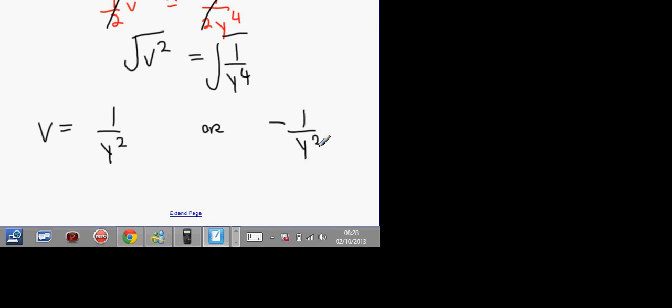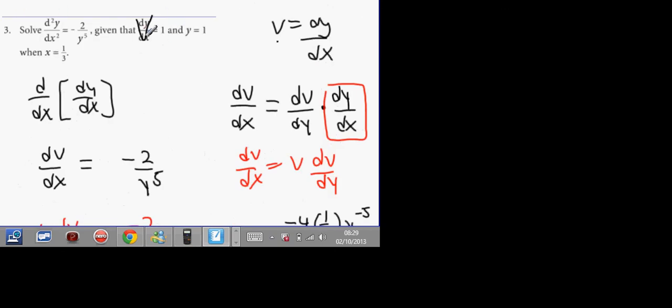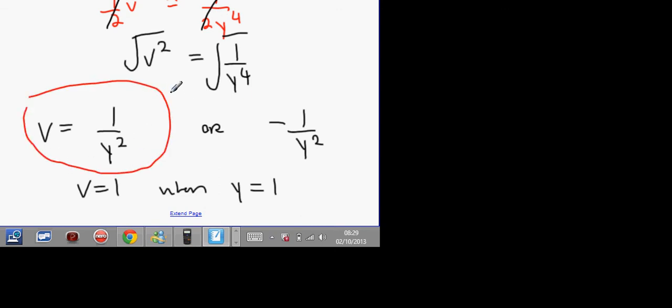One of them works, the other one doesn't. But how do we explain which one it is? Go back to your top. You know that phi equals 1 when y equals 1. That's the rule, that's one of the limits. Phi equals 1 when y equals 1. This will work for this one, because if you plug in y equals 1, you get phi equals 1. However, it doesn't work for this one, because when you put in y equals 1, you're going to get minus 1. So that means that only the left one is the one that we're going to use.